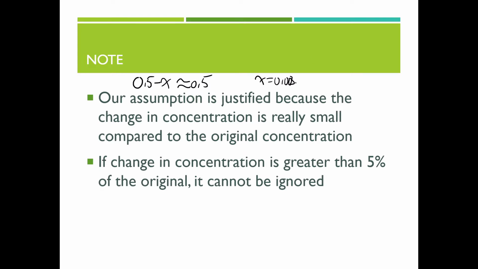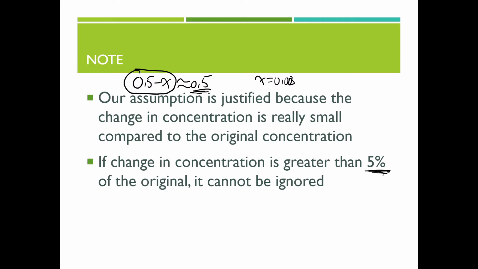So if this change was on the order of say 0.15 as opposed to 0.003, that's significantly larger and actually has an effect. Okay, so as long as your change is about 5% or smaller than the original amount, then we can make this assumption that the equilibrium concentration of the original acid is going to be about the same as the original concentration of the acid. It really doesn't change all that much.